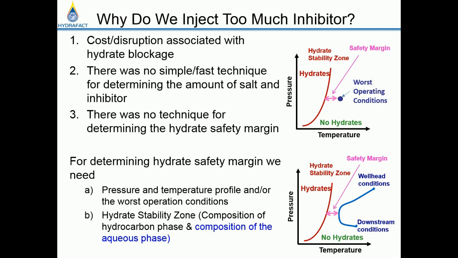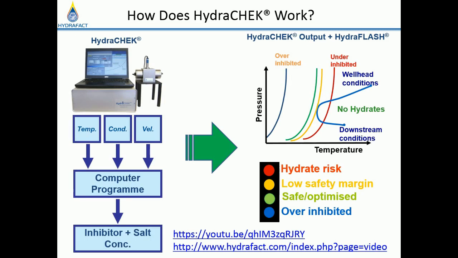Now, what we need is a quick and fast technique for determining the composition of the aqueous phase. HydraCHEK is designed to do exactly that. HydraCHEK determines temperature, electrical conductivity, and sound velocity in a water sample. So this is the temperature probe and conductivity measurement, and these are the sound transmitter and receivers. The readings go to a computer program.